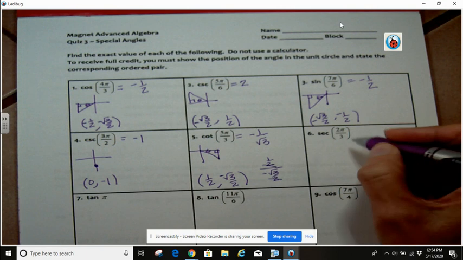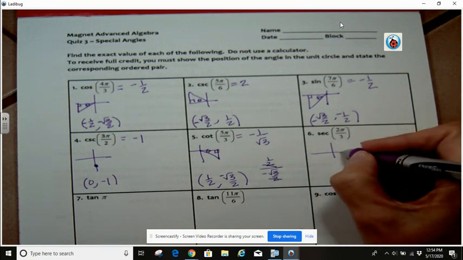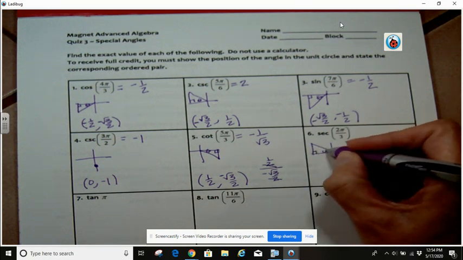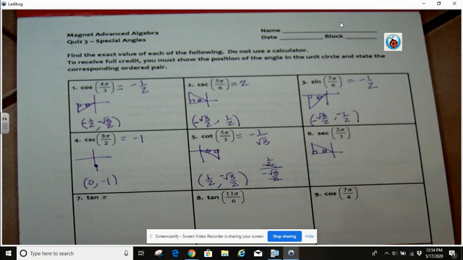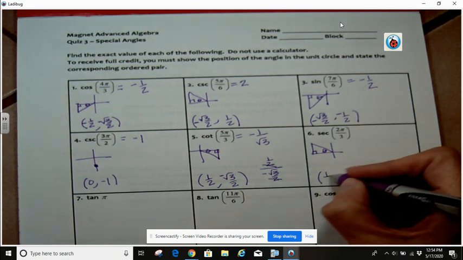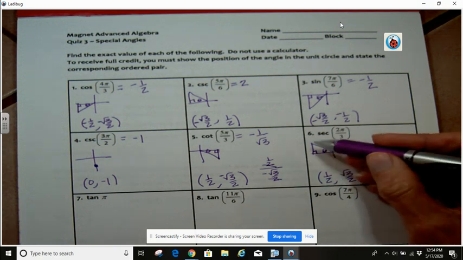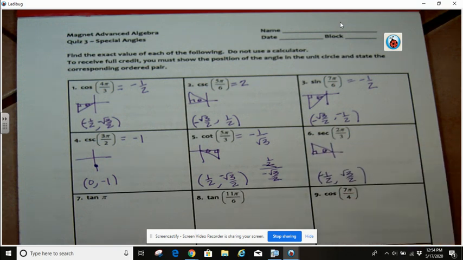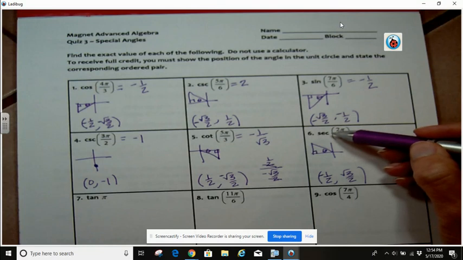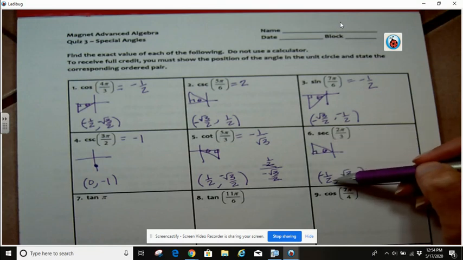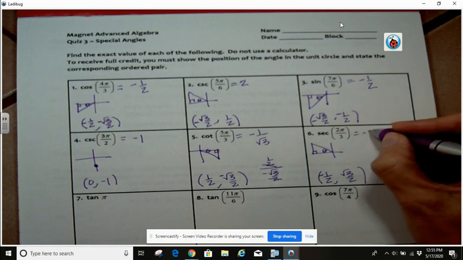Secant of 2 pi over 3. Numerator is 1 less than the denominator. That puts your triangle in the second quadrant. Denominator of your special angle is 3. So it's 1/2, comma, square root of 3 over 2. Second quadrant, you go left and up. That makes the 1/2 negative. Secant is the reciprocal of cosine. Cosine is the x-coordinate. So we need the reciprocal of negative 1/2, which is negative 2.